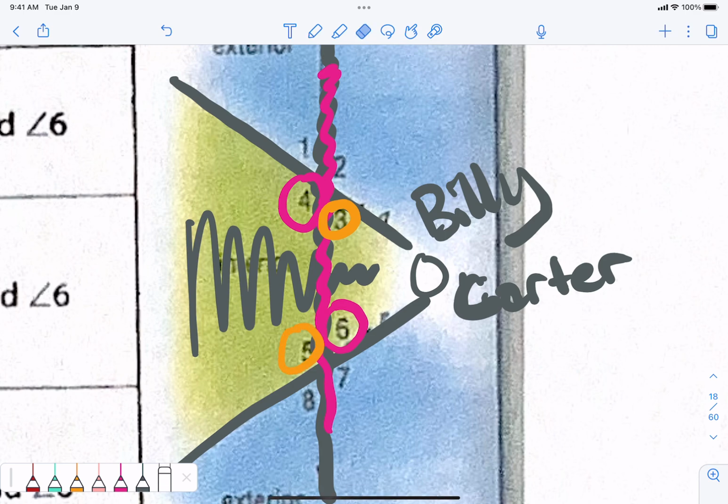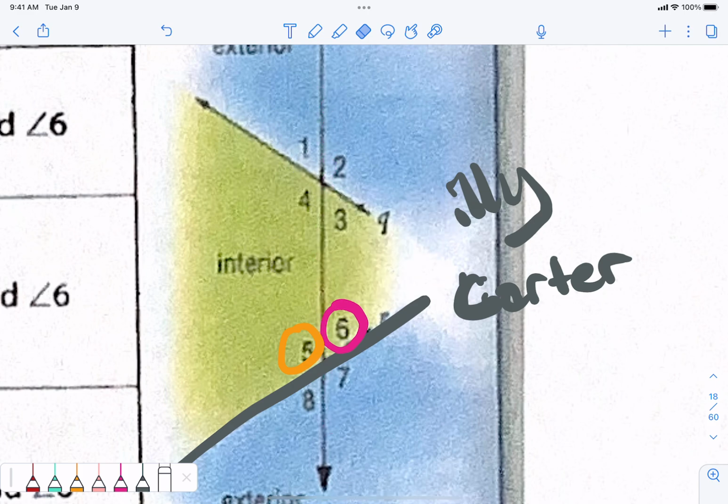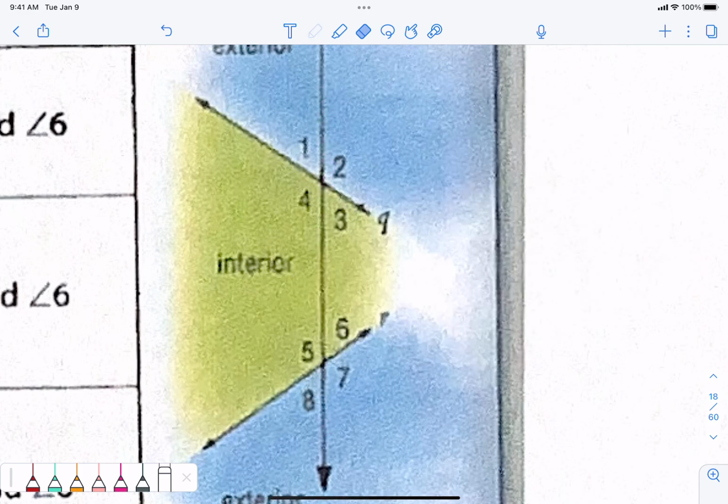Okay, let's talk about alternate exterior. Which ones would be alternate exterior? 1 and 7 and 2 and 8. 1 and 7 are on opposite sides of the transversal, but they're on the outside of the lines. And then 2 and 8 would be alternate exterior, yeah?